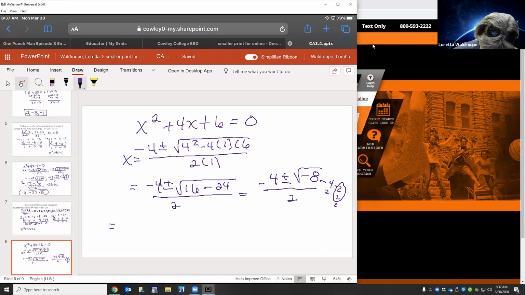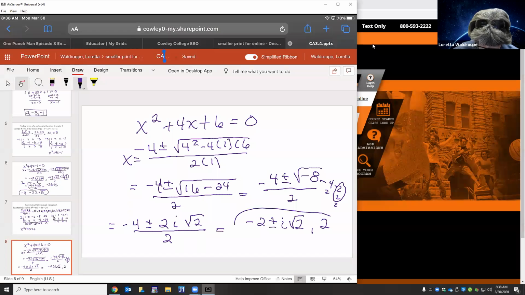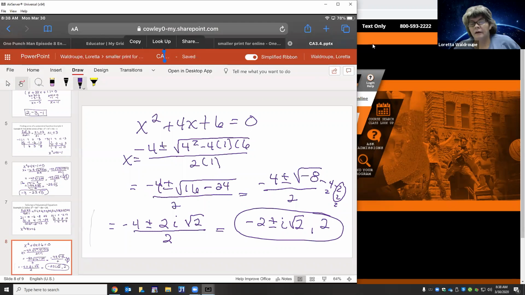So now I have negative 4, 2. Remember, a negative under the radical comes out as an i. Square root of 2, all over 2, and I can divide that. So I get negative 2 plus or minus i square root of 2. And I can't forget my 2 from the previous slide. And that ends the lecture on 3.4.